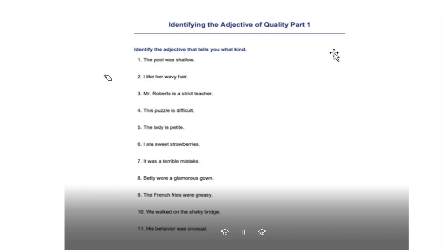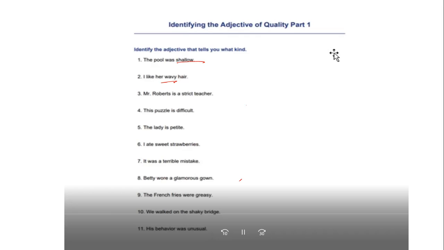So before giving today's homework, let me just check whether you have done your homework or not, which I gave in our last class. I hope you have finished your homework. You can just check whether your answers are correct or not. Identify the adjectives of quality. I asked you to identify the adjectives of quality from these sentences. The pool was shallow. So here, shallow. I like her wavy hair.